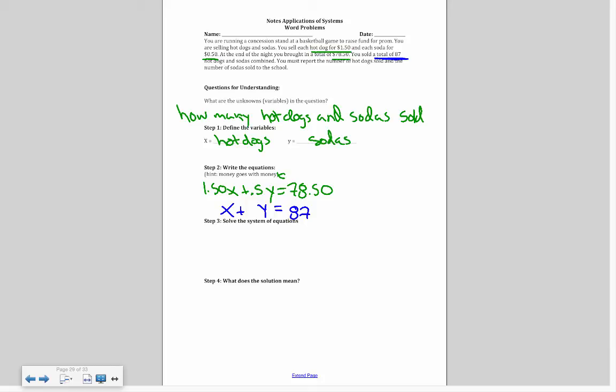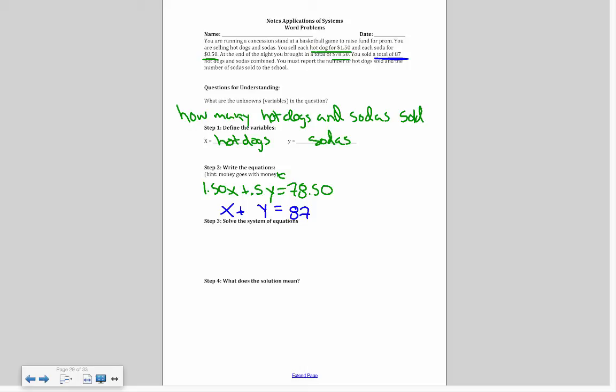Now, to solve this system, you can either do substitution or elimination. In this case, I think elimination would be easier because you have it set up in standard form with both variables on one side of the equal sign. Elimination tends to be a little bit easier. I don't have to solve as much. You can solve with substitution. I'm going to solve with elimination.